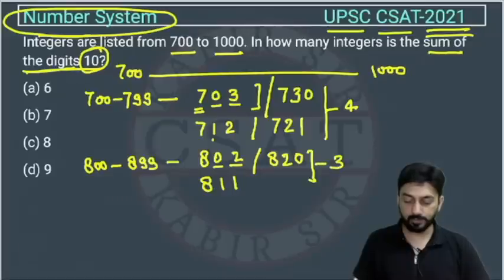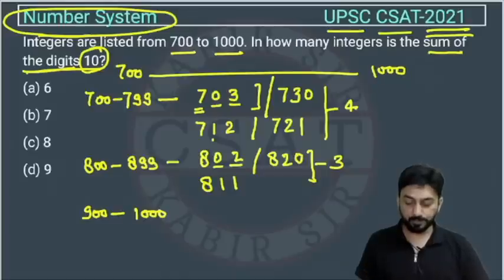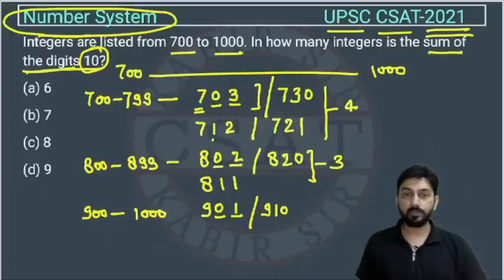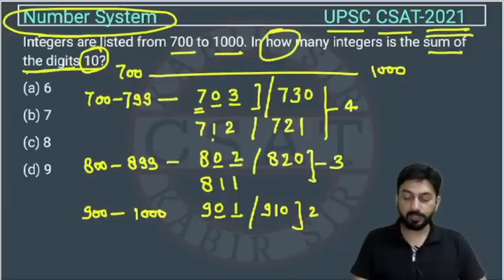Now from 900 till 1000 we will see how many numbers we can get, right? So this 9, now 2 places we are having and we need a total of 10. So this could be either 901 or it could be 910, right? So there is no other possibility, because when it becomes 911 then the addition will become 11. So here 2 numbers we are getting, right? So we have to tell in how many integers the sum of the digits is 10. So we can count 4 plus 3, 7, plus 2, 9. So in 9 integers. So the answer is option D.